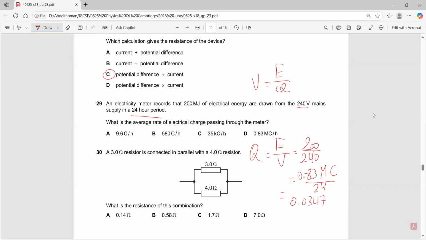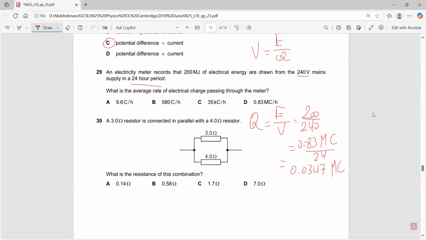0.0347. But this is in mega coulombs. If you multiply it by 1,000 to find it in kilocoulombs, this would be 34.7 kilocoulombs per hour, which is C. Okay, 34 kilocoulombs per hour.